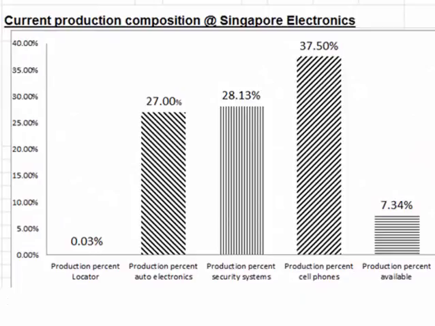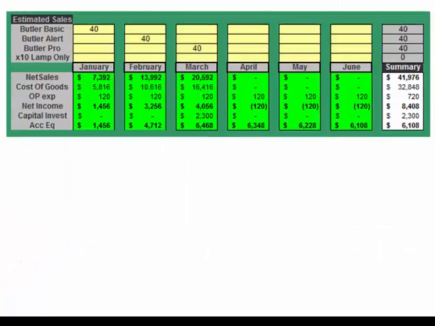Here was a project where the student was trying to show the client how small the locator project was. And the locator is the 0.03 on the left. So it's pretty obvious that that's smaller than the other product lines here. And so that visual is effective.